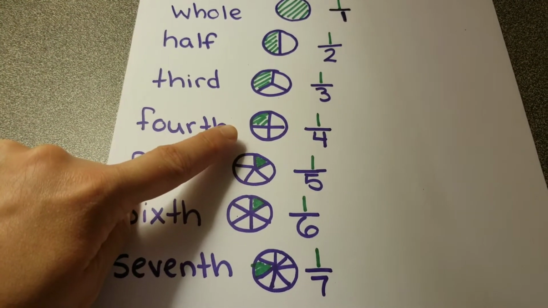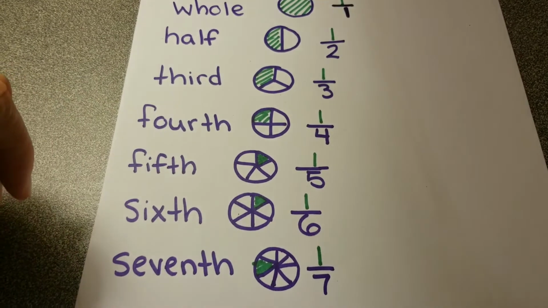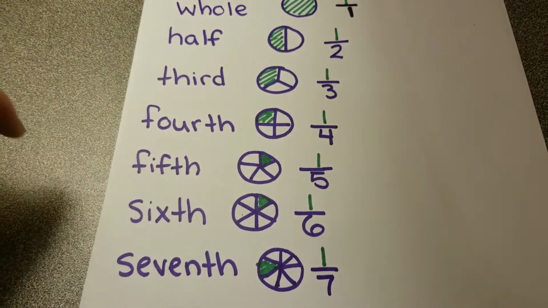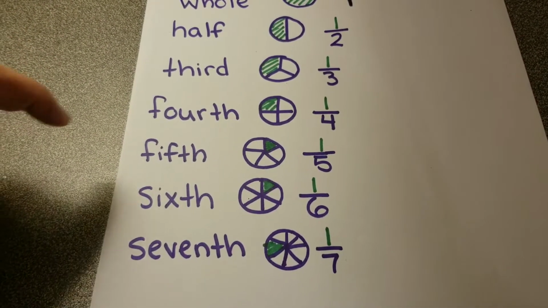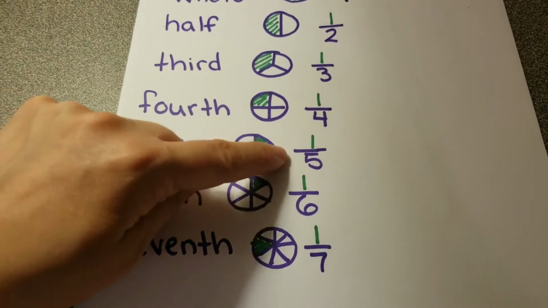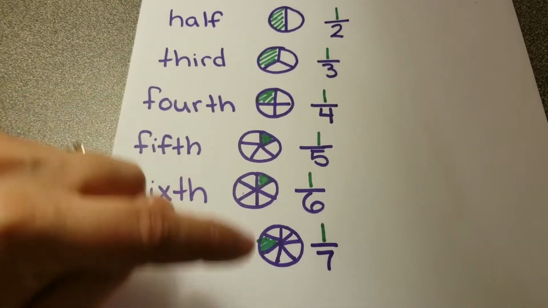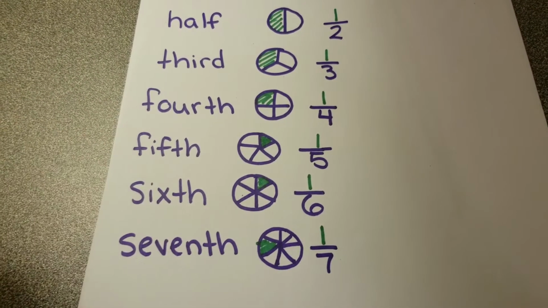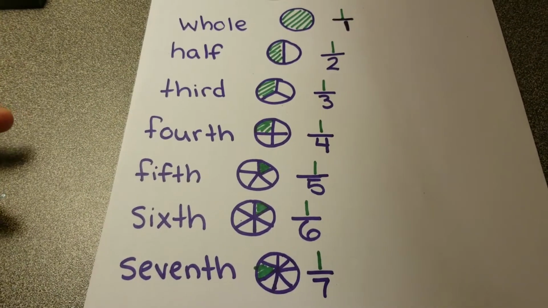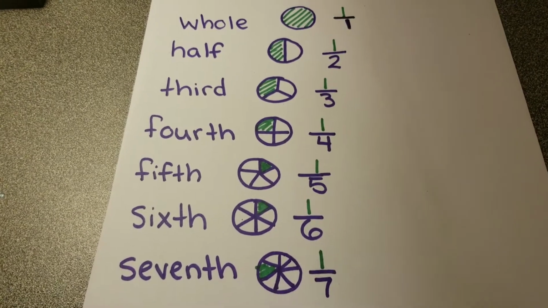Here we have fourth. So a fourth means that the object or set has been divided into 4 equal pieces. Here we have fifth, which is 5 pieces in total. 6th, which is 6 pieces in total, and 7th, which is 7 pieces in total. 8th would be 8 pieces, 9th would be 9 pieces, and 10th would be 10 pieces.